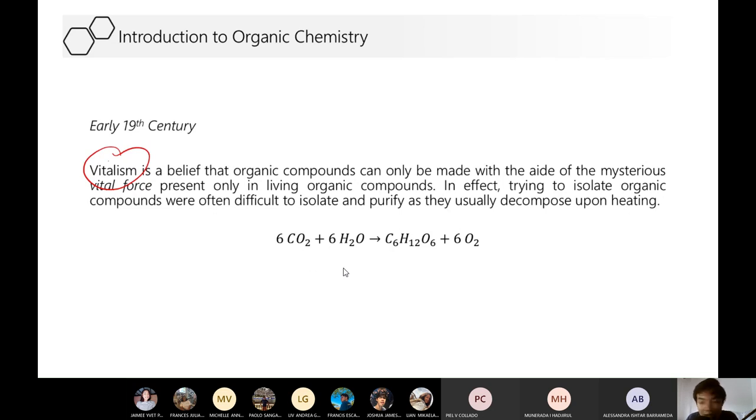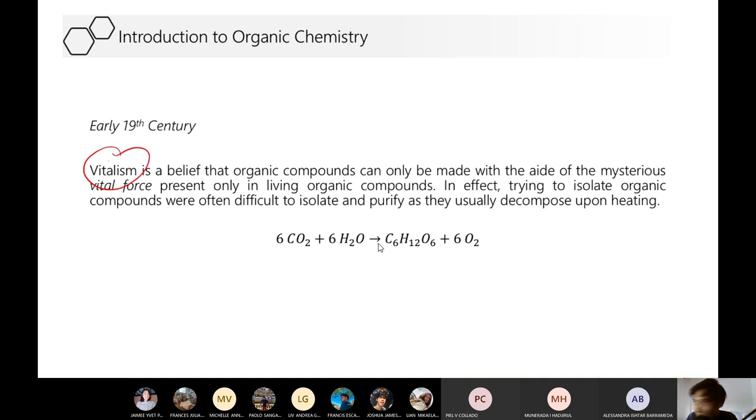Kasi ganito yung ginagawa ng plant natin. So the plants in the chloroplast combine carbon dioxide and water to form sugars. Kaya nga may plants tayo. Kaya sila nabubuhay because of this photosynthesis reaction. Kung mapapansin natin, organic substances such as plants can do that easily.